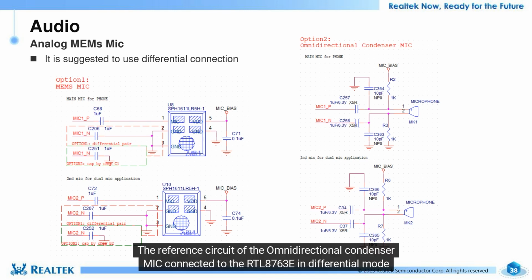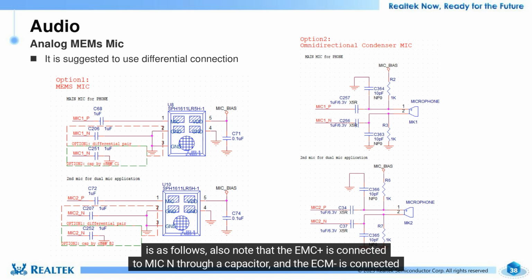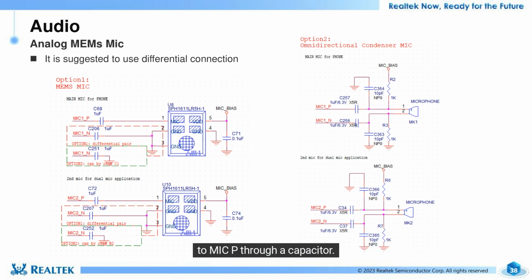The reference circuit of the omnidirectional condenser mic connected to the RTL8763 in differential mode is as follows. Also note that the ECM plus is connected to mic N through a capacitor, and the ECM minus is connected to mic P through a capacitor. The 10 pF capacitors on mic P, mic N cannot be reversed.